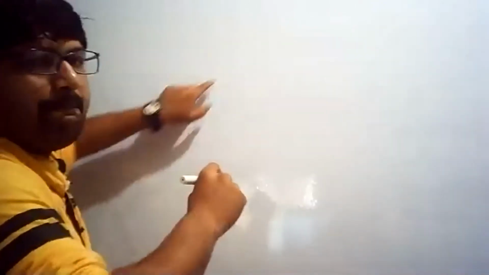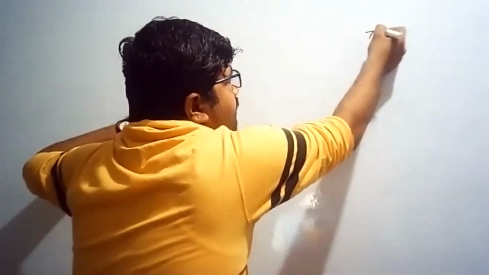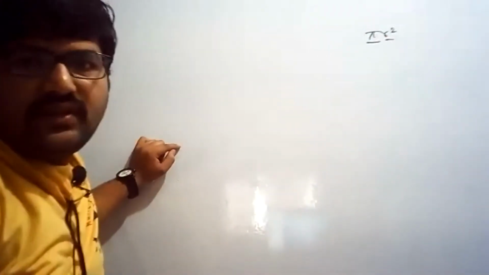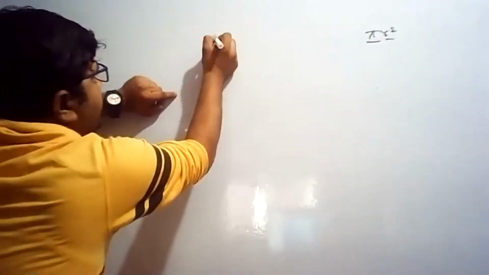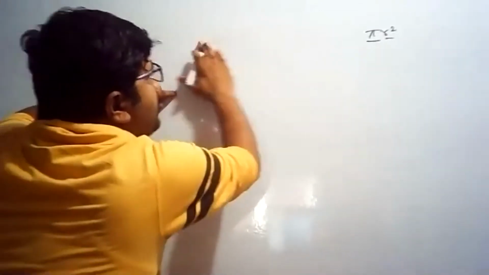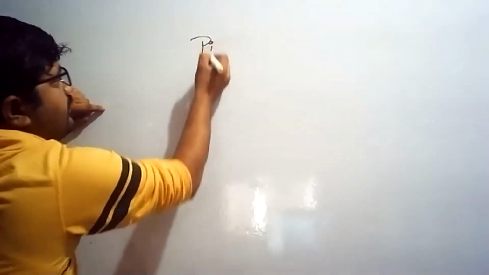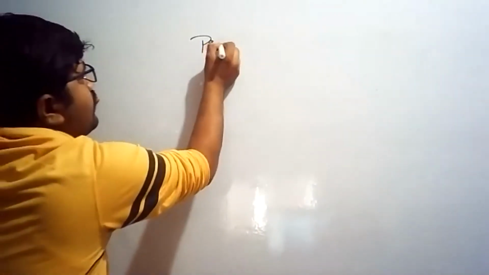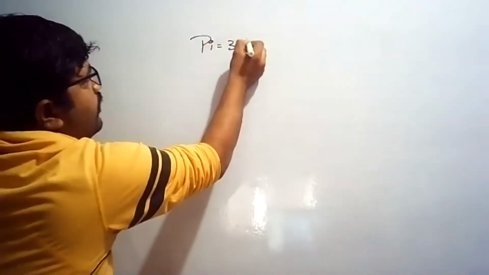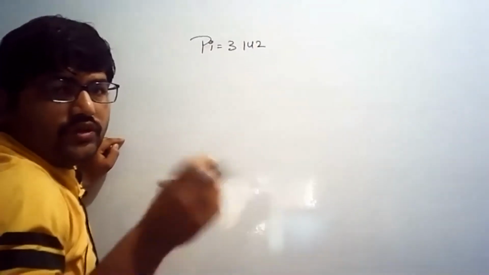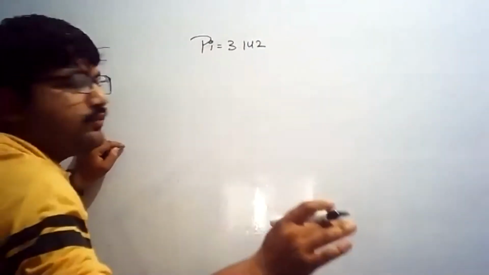So first variable is on the right side. Write here pi r square, so I need a pi and r. What is a pi? Start writing the simple program. Pi is equal to 3.142. Pi is equal to 3.142. I am writing the program.